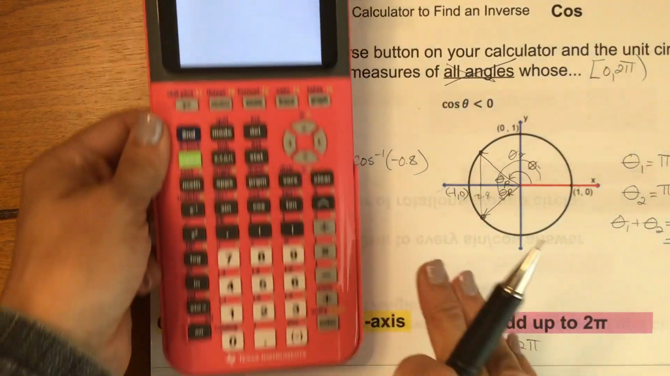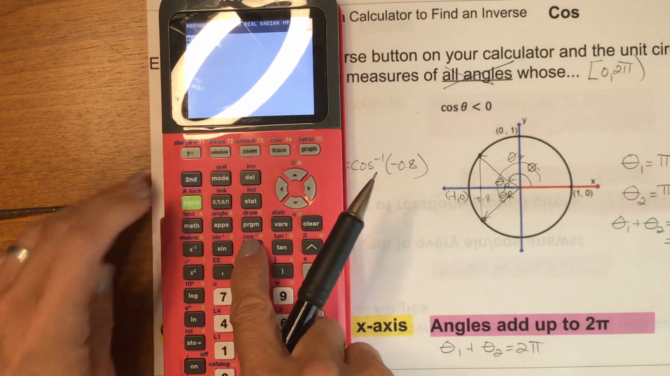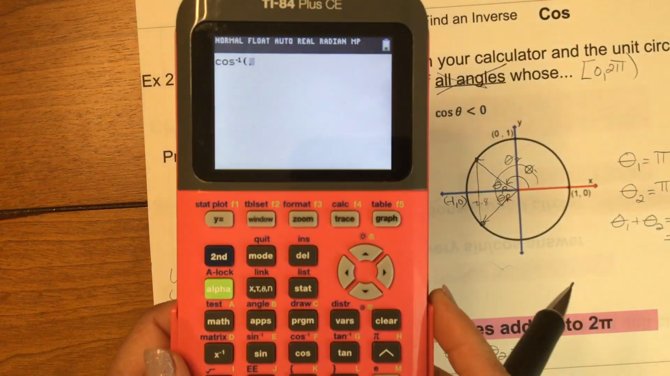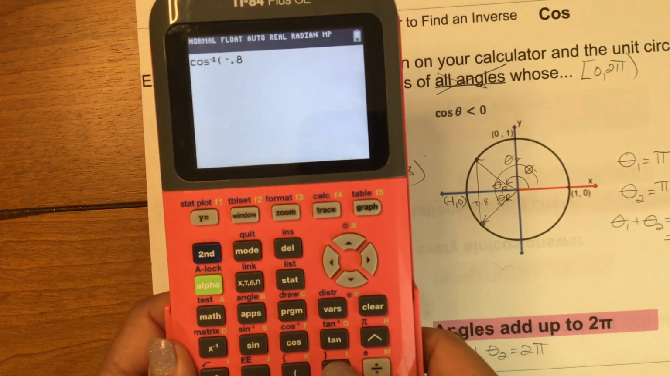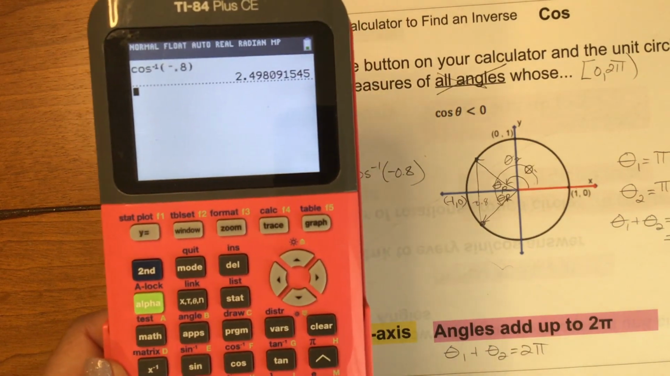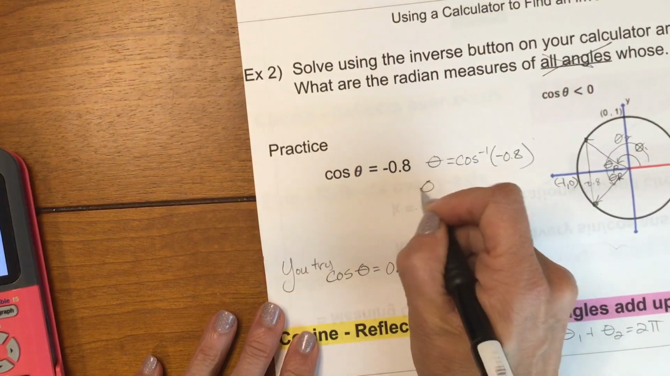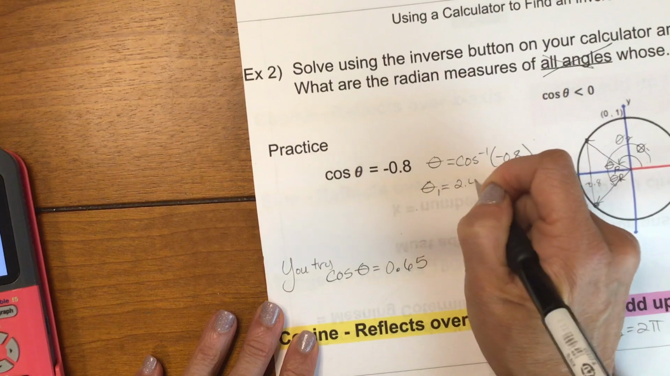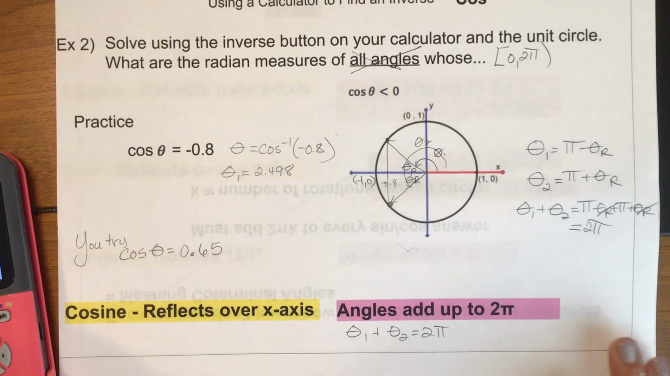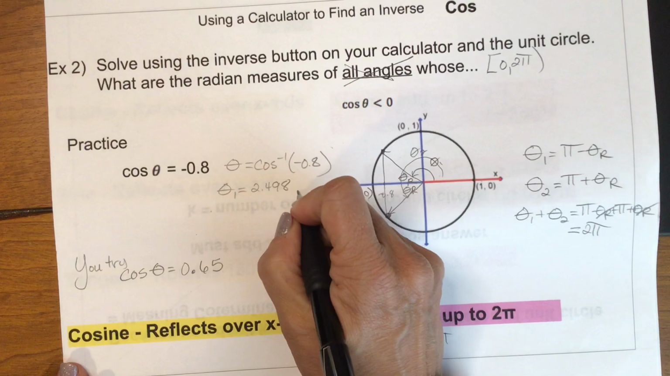So I'm going to clear everything here. And then I want to find my angle. So I'm going to use inverse cosine right above the cosine. Sorry, there's a glare on that, so let me pull it a little closer. Negative 0.8. And I see that that means that I get this number 2.498. So theta 1 equals 2.498. Whenever you do the inverse using your calculator, you're always going to get just theta 1. It's only going to give you one angle. And this is radians.